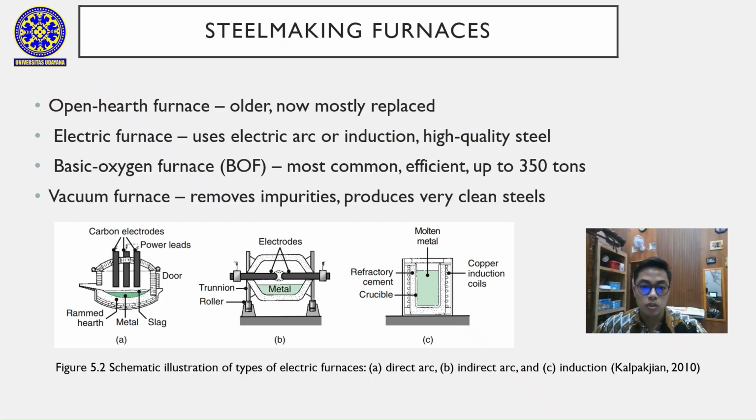This figure shows three main types of electric furnace used in steelmaking. In A, the electric arc furnace melts scrap metal using high-temperature arcs between carbon electrodes. In B, the rotary furnace rotates on rollers to ensure uniform melting and mixing of the metal. And in C, the induction furnace uses copper coils to heat metals through electromagnetic induction, offering clean and efficient melting for high-quality alloys. Each type is chosen based on production scale and steelmaking requirements.